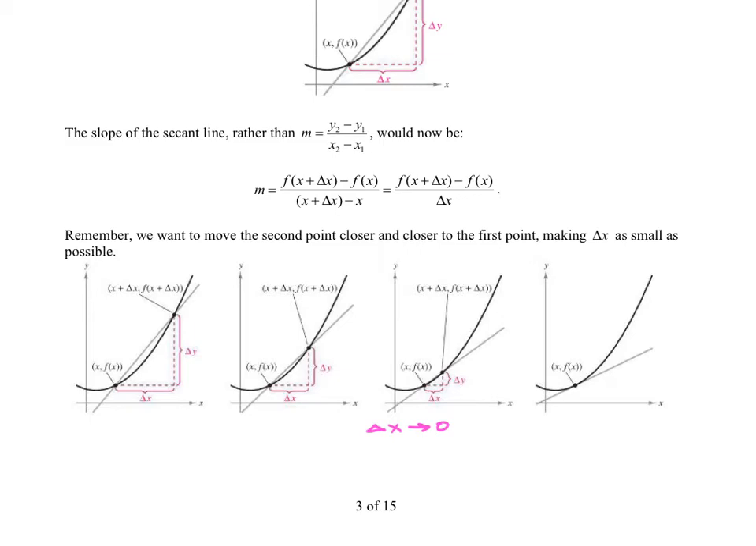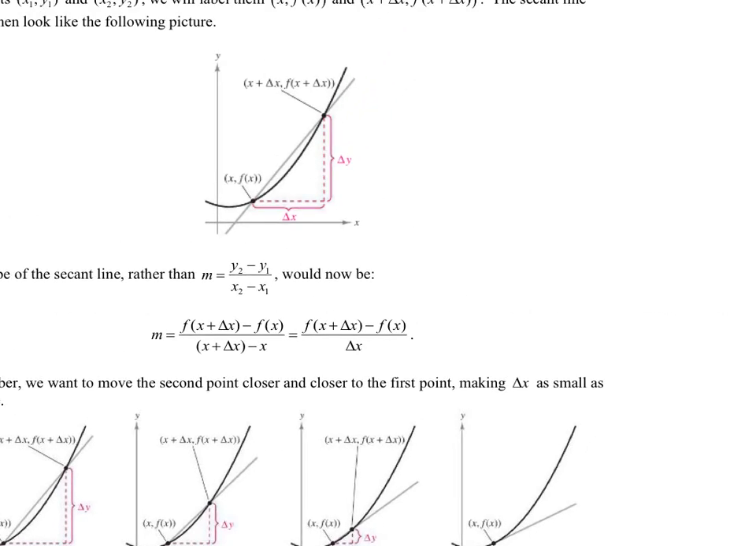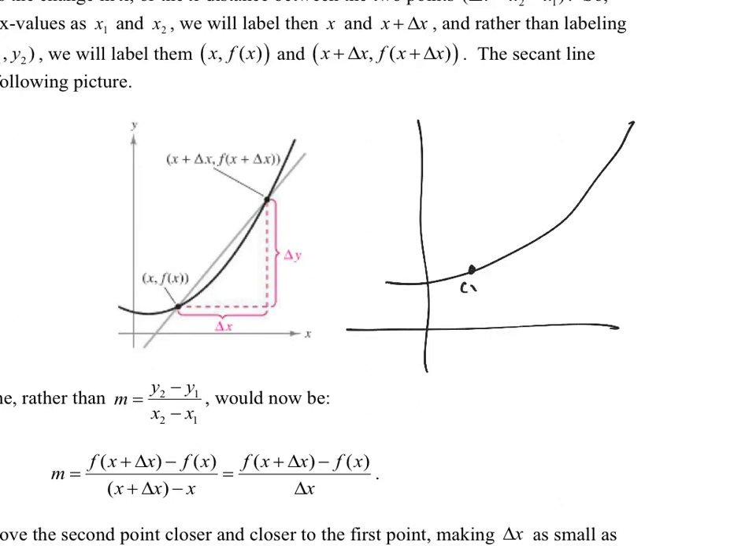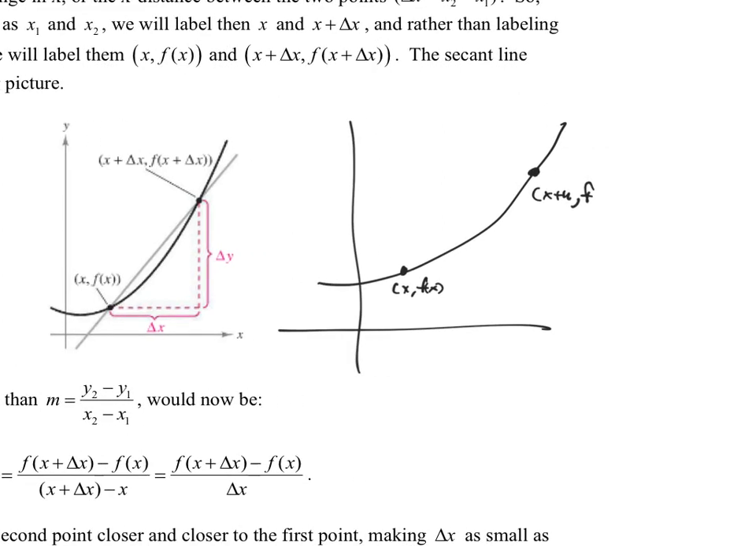I'm not going to lie, when I teach it with the x's and the delta x's like is done in the book, a lot of students tend to have difficulties. So I'm going to teach you the same thing another way. I'm going to do the exact same picture. Here's (x, f(x)). But instead of calling the second point x plus delta x, I'm going to call it x plus h. And then this would be f of x plus h.